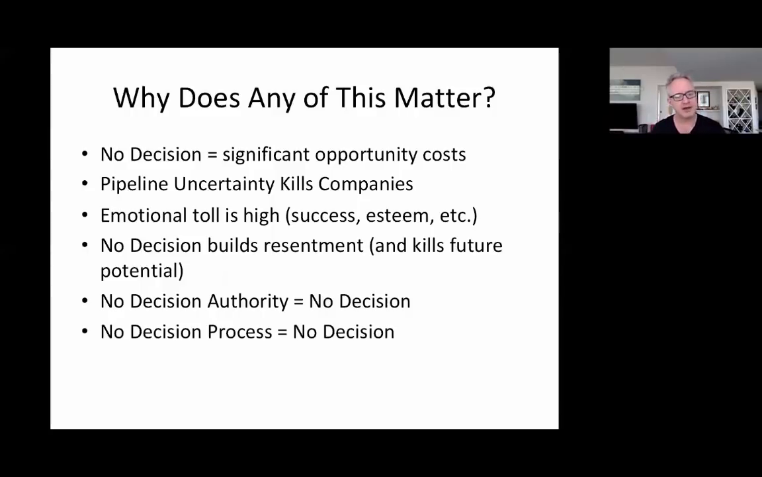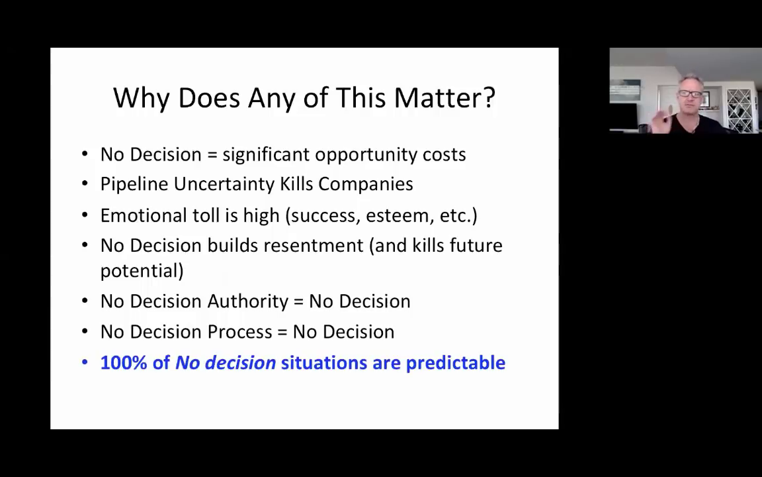No decision process also equals no decision. So the two things required to make a decision are a decision process, how is this going to happen, and someone in there who represents a decision authority. At the end of the day, somebody's got to say yes or no. If we don't know who that person is, we might need to ask ourselves, do they even exist?